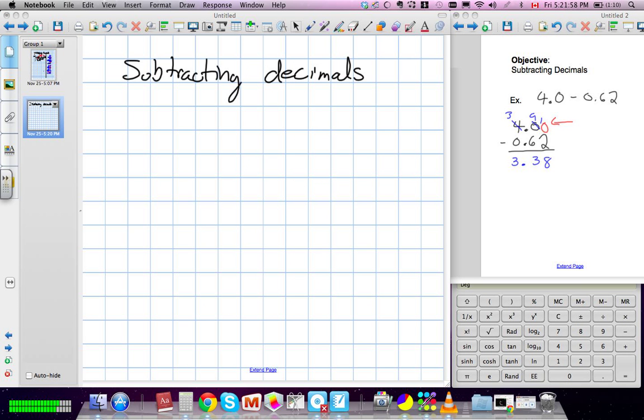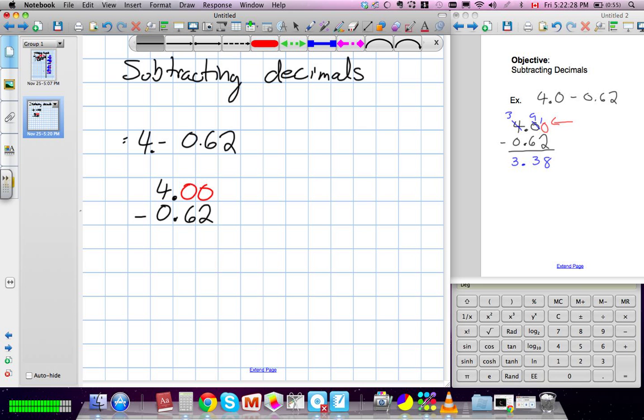So our question says, what is 4 subtract 0.62? Now any whole number technically has a decimal right at the end of it, okay? So we're going to line this up. 4 subtract, and now 0 is in the ones column, 0.62. So our decimals line up with each other, and now I have to actually input some zeros here so that there's something to subtract from.